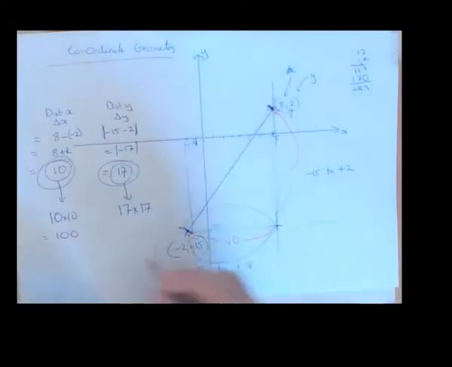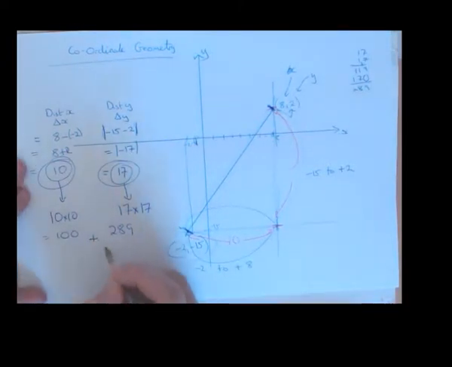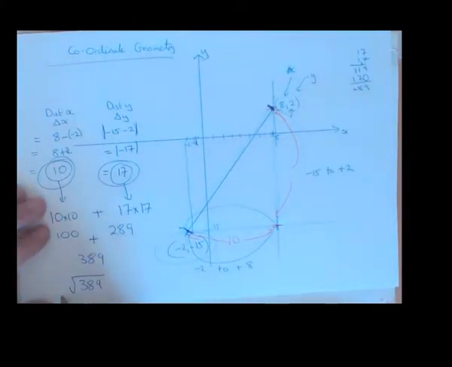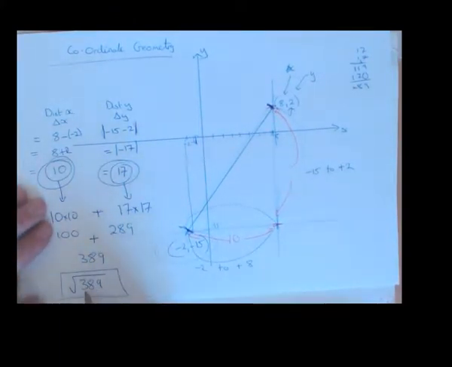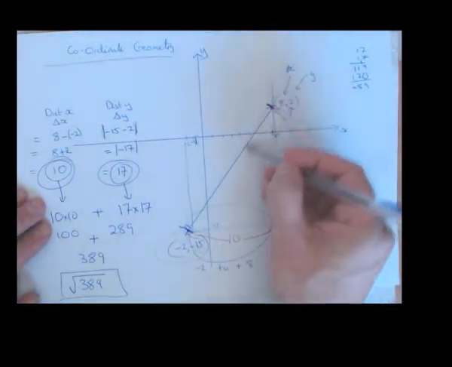Which I should have known is 289. Then you add them together to get 389, and then you use a calculator to find the square root of 389. Okay, so the square root of 389, there's a function on your calculator that will find this for you, and that will be the distance from here to here.